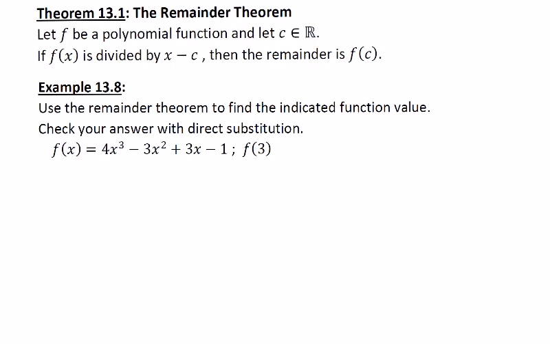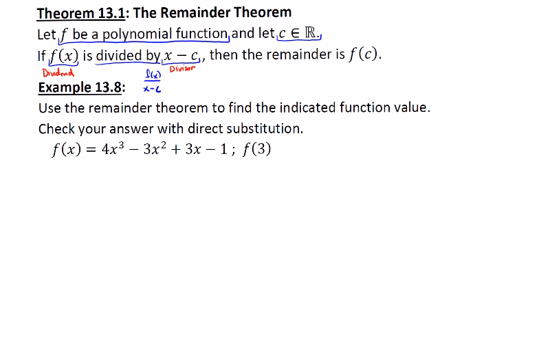So it says, let f be a polynomial function, and let c be a real number. So these are things that we have to be provided with in the problem. We have to have a function, and we also have to have a real number. If we take f of x, and it is divided by x minus c. So what that is saying is take f of x and divide it by x minus c. So in other words, we're creating a division problem. F of x is going to represent your dividend. And then whatever the real number is, you're going to turn that into a divisor by making it x minus that real number.